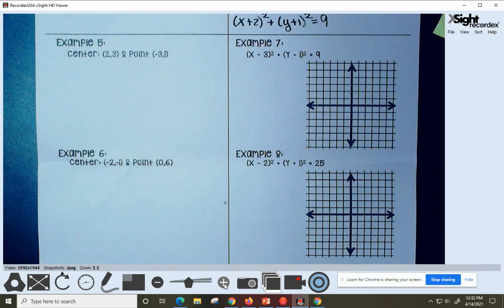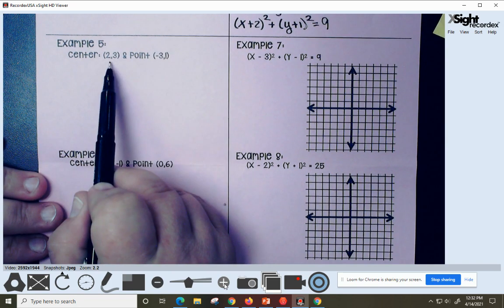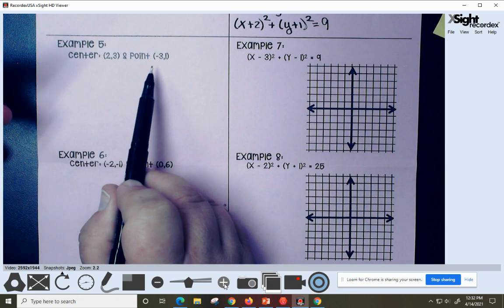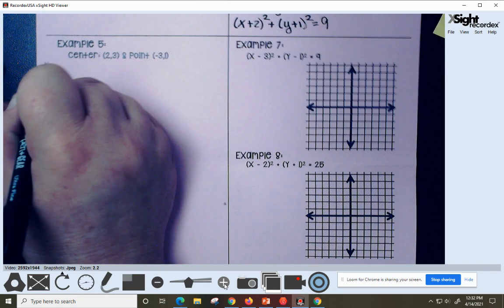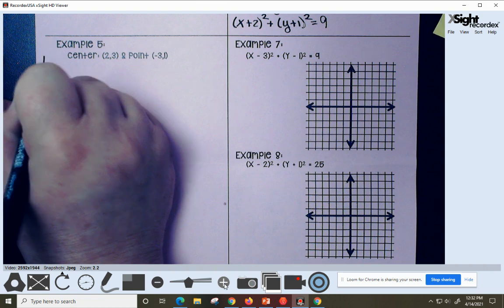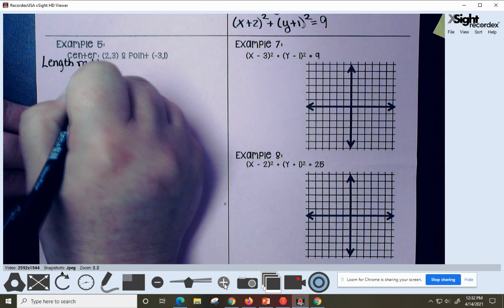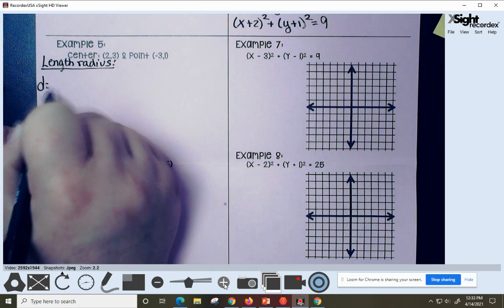At the bottom, we're going to do a little writing using a point instead of knowing how long my radius is. And then on example 7 and 8, we're going to graph a quick circle. So on this one, I've got a center of my circle at 2, 3, but I'm passing through some regular old point there on my circle of negative 3, 1. So the first thing that I want to do to get the length of my radius is I want to do the distance between those 2 points.